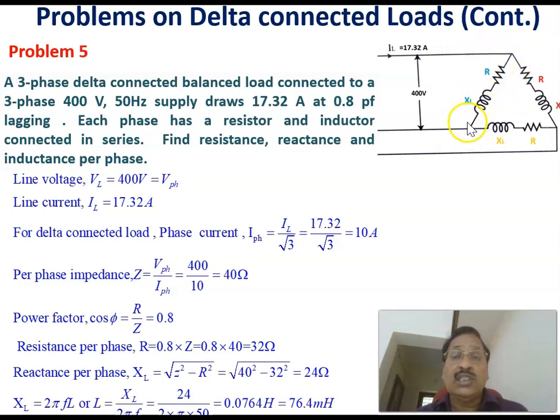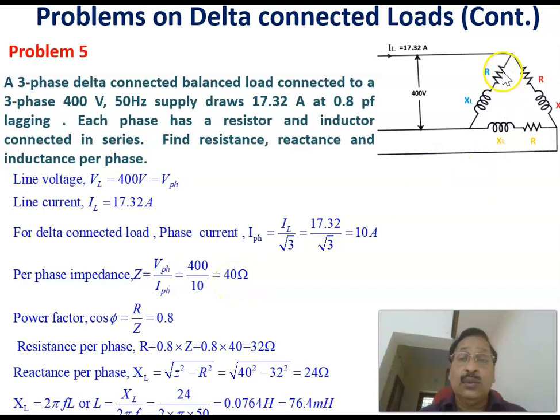Already the phase voltage is known. Then you can calculate the impedance, which is phase voltage divided by phase current, that is 40 ohms. Therefore, the impedance is 40 ohms, which is V phase divided by I phase, the per phase impedance. The impedance per phase equals 400 divided by 10, 40 ohms.